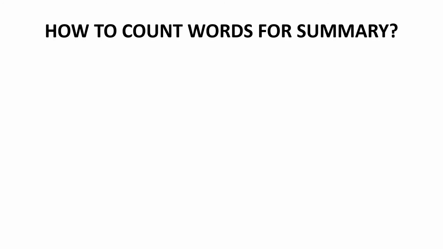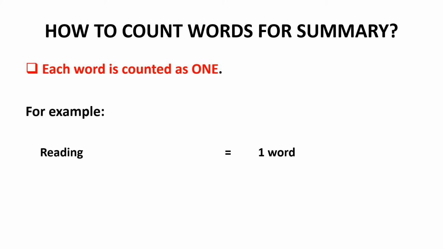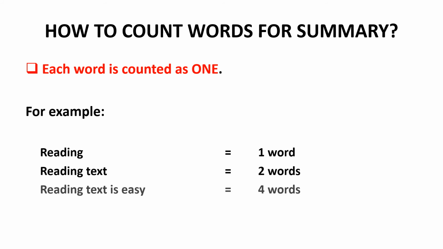So how do we count words for summary? It's a bit tricky. Let's see. Okay, each word is counted as one. For example, reading, okay, that is one word. Reading text, that is two words. Reading text is easy, 4 words. Are you getting the hang of this? Okay, let's see.